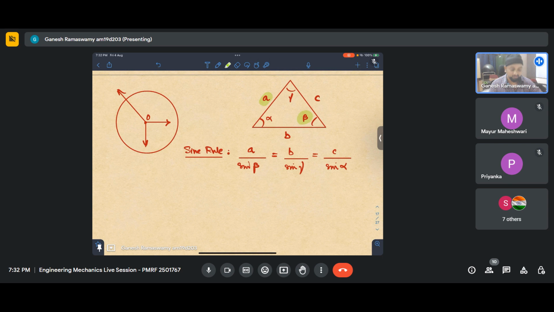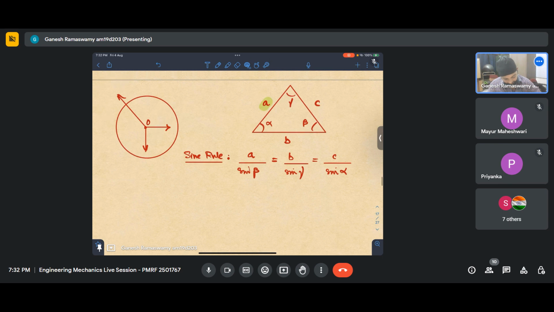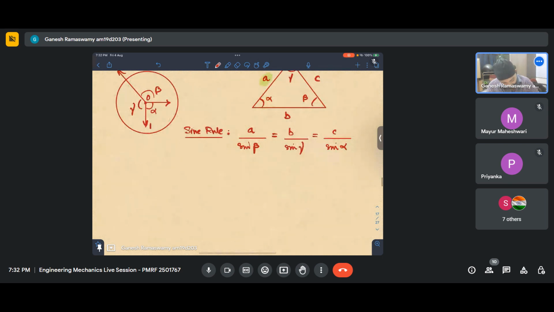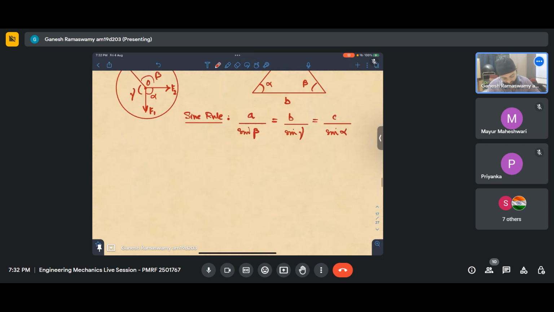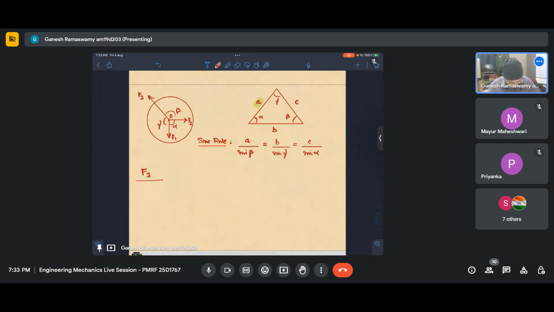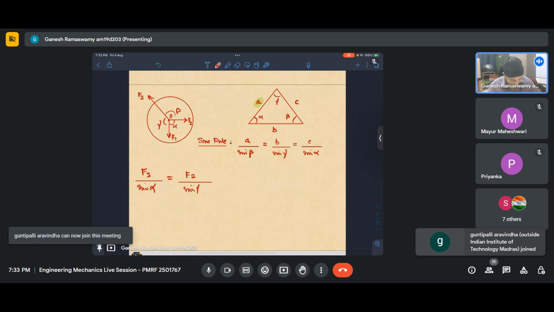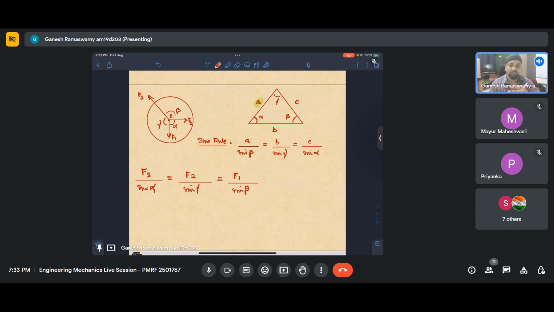Lamé's theorem is just a variation of that, because if we take this force system, if I name this alpha, beta, and let me name this gamma. If I name these to be F1, F2, and F3. So from Lamé's theorem, I'll have F3 by sine alpha is F2 by sine gamma equal to F1 by sine beta. Now we know one of the angles is 33. Rest of the others you can calculate by simple complementary, supplementary angles and then substitute here. Once we know one of the unknowns, simply we can do this.